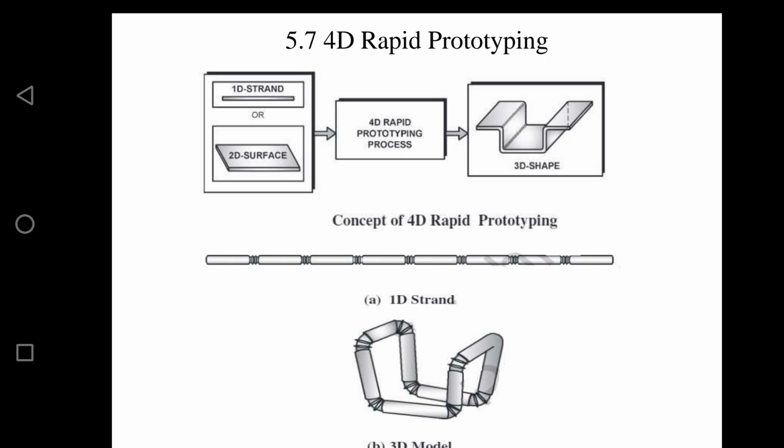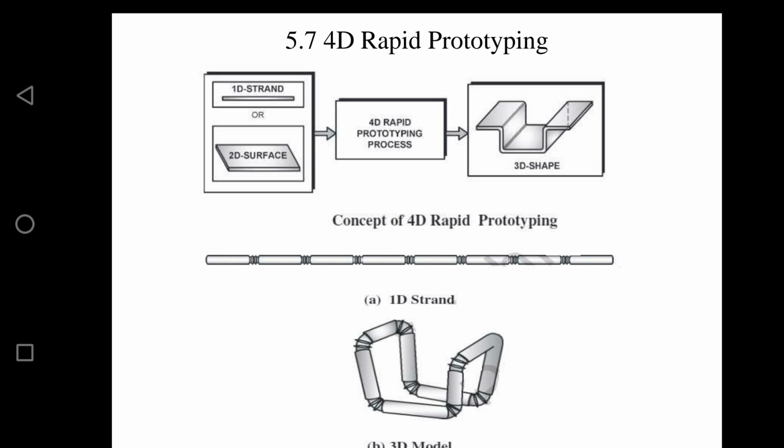Okay, so what are multi-material features? This 1D strand or 2D surface is made out of thousands of particles of different materials. The distribution of different materials in the 1D strand or 2D surface is done with the help of special application software loaded on the system computer of this rapid prototyping machine.